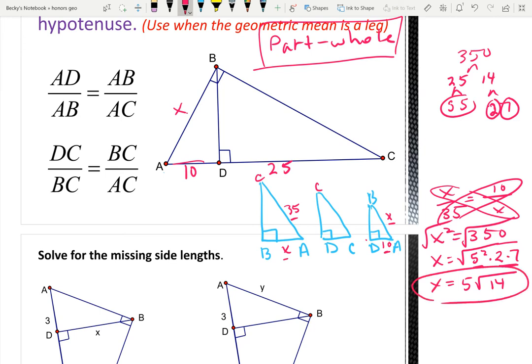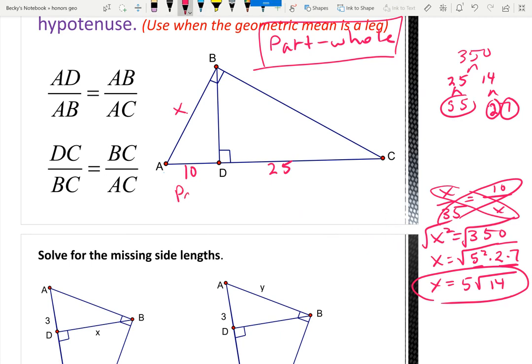Now, if you want to do it that way, there's nothing wrong with that way. That kind of explains what's happening the best. Now, I'm going to show you a method where it's much faster.